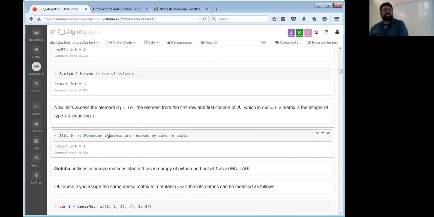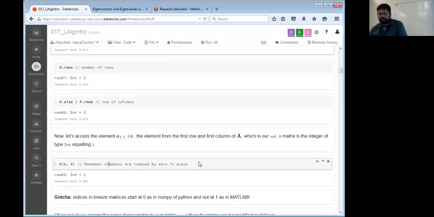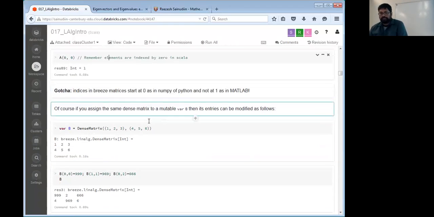Okay, to access an element, the indexing begins from 0. So if you want to access the A11 element, say in the math notation where the indices start at 1, then you have to do A(0,0). This is like Python, but not like MATLAB. So it's pulled the 1 out, right? That's the first. So this is a gotcha, right? Indices in Breeze start at 0, so be careful.